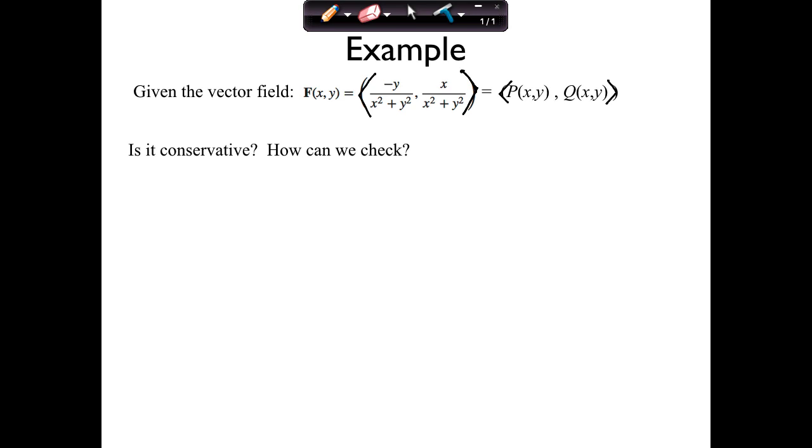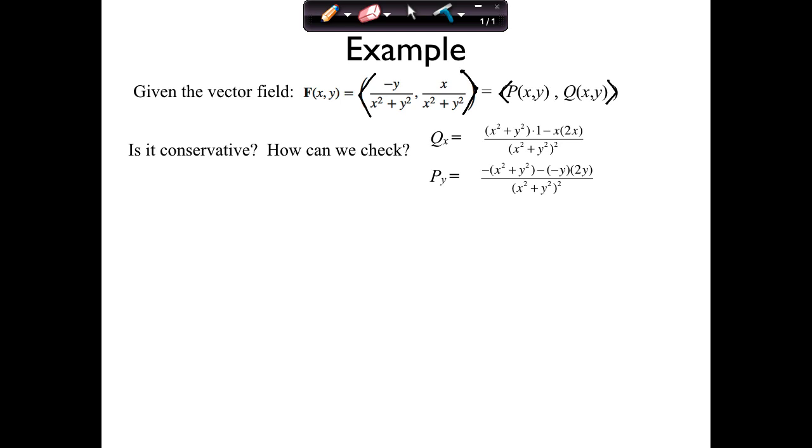So Clairaut's theorem. Rather than take the time to do this, because when we do Clairaut's theorem we're going to use the quotient rule, right? We've got two fractions there. So the first one we're going to take the derivative with respect to y, so P with respect to y, and then the second one, Q with respect to x. So here's Q with respect to x, quotient rule, and P with respect to y, quotient rule.